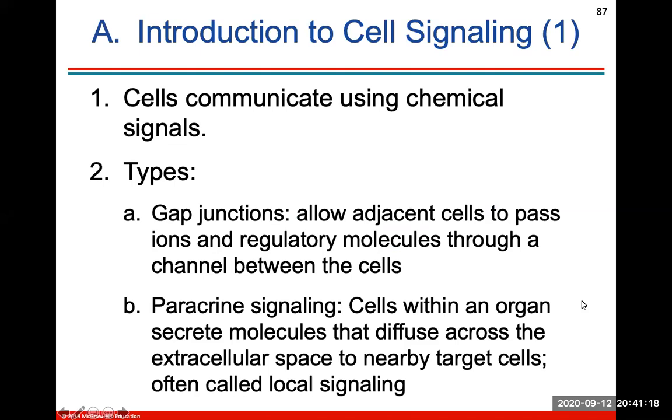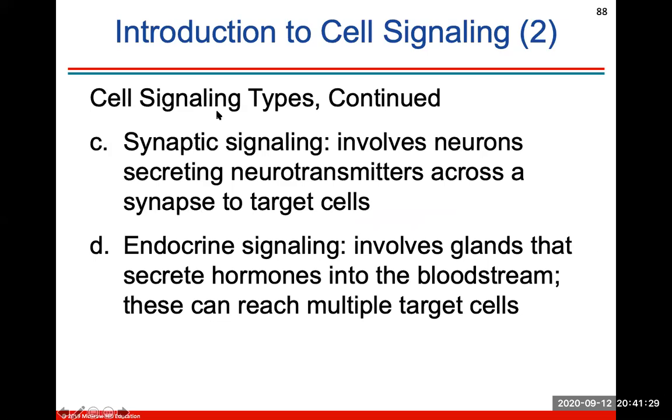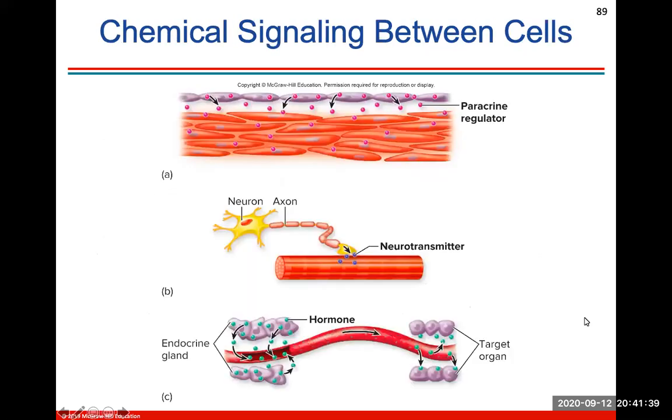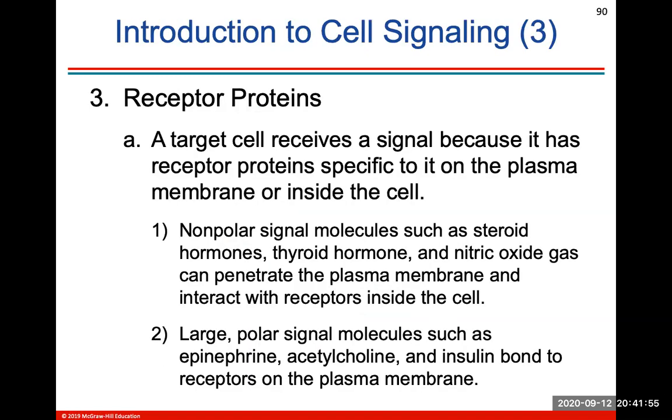Cell signaling. So cells will signal to each other through communication in types, through gap junctions, and paracrine signaling. And I'll let you read through those. They'll signal through each other through synaptic signaling, and that has to do with the neurons in the nervous system, and also endocrine signaling using your hormones in the bloodstream. So these are chemical signaling between cells and just different types, showing paracrine regulators, neurotransmitters, neurons in the nervous system, hormones in your endocrine system between the organs, glands, and bloodstream.